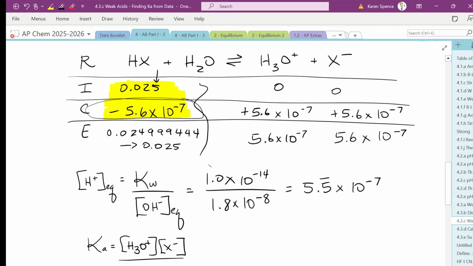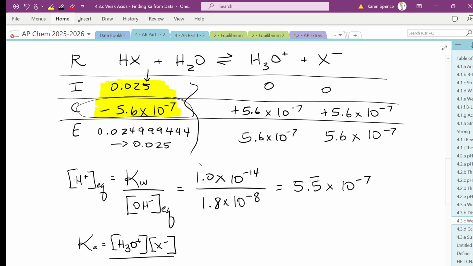And because you guys are in AP, I am going to encourage you, rather than simply writing the dissociation, to use the water and the H3O plus, because that's the formula that they give you for Ka and all of that on the AP data sheet, okay?